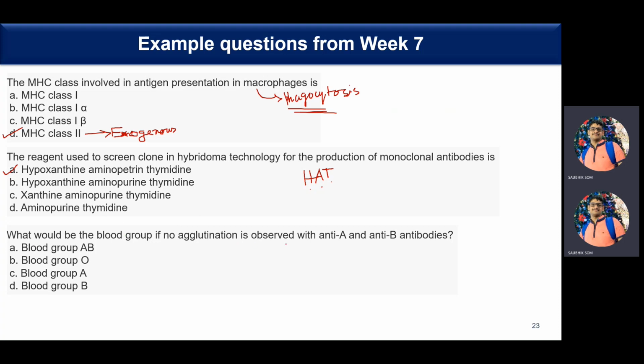If no agglutination is observed with anti-A and anti-B antibodies, that means there are no A or B type antigens, correct? So there are no A or B type antigens, that means there is basically no antigen. So blood group O, because it did not react with any of the antibodies.